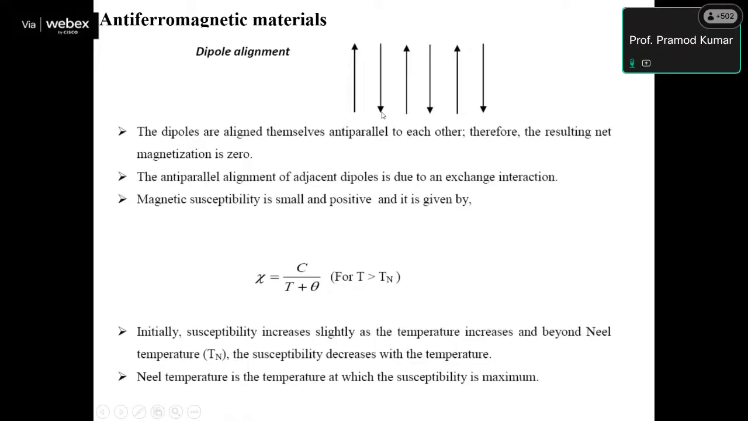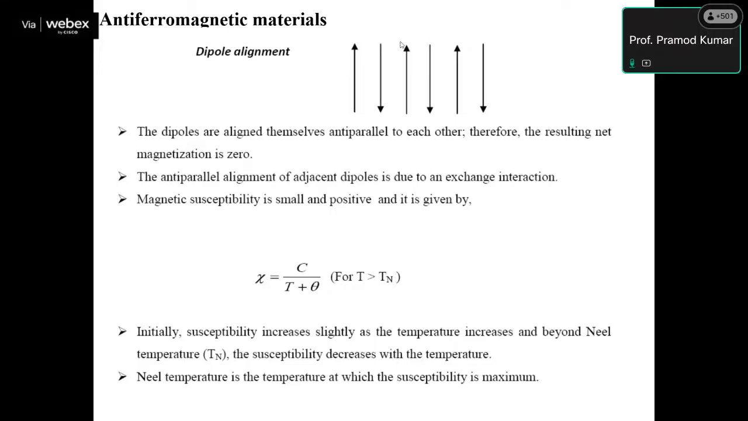Whatever spins are not aligned in the direction of the magnetic field start to reorient in the direction of the magnetic field. Then slowly, if you measure the magnetization, you will find the magnetic moment slowly increases with increasing magnetic field. So it means the dipoles start to align in the direction of the magnetic field after applying the external magnetic field. So definitely its magnetization fully depends on the external magnetic field.